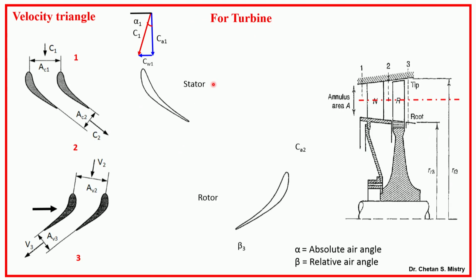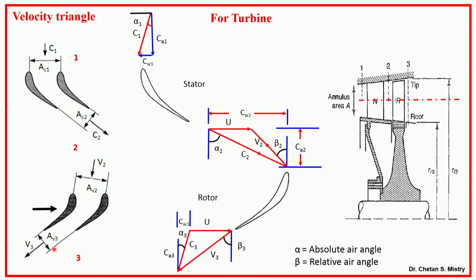Now, let us try to understand this velocity triangle. As we have discussed, this is my nozzle, which has absolute velocity C1 with which my flow is entering, and it will be coming out from a small area AC2 with absolute velocity C2, and my flow will be entering the rotor with relative velocity, with areas AV2 and AV3. So, if we put in our velocity triangle, this is our velocity triangle.